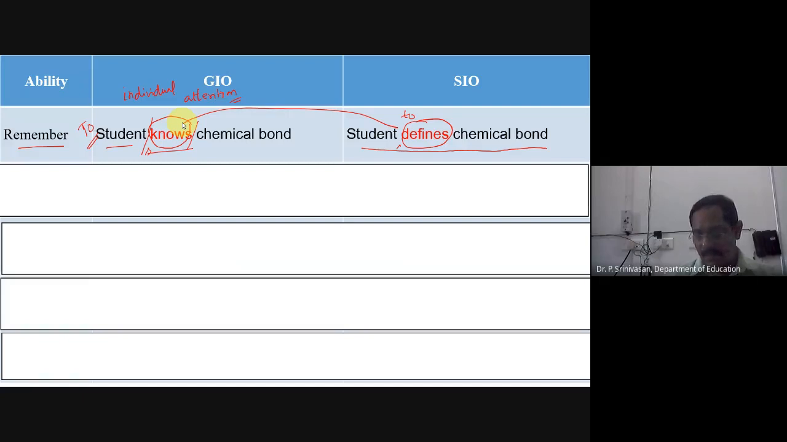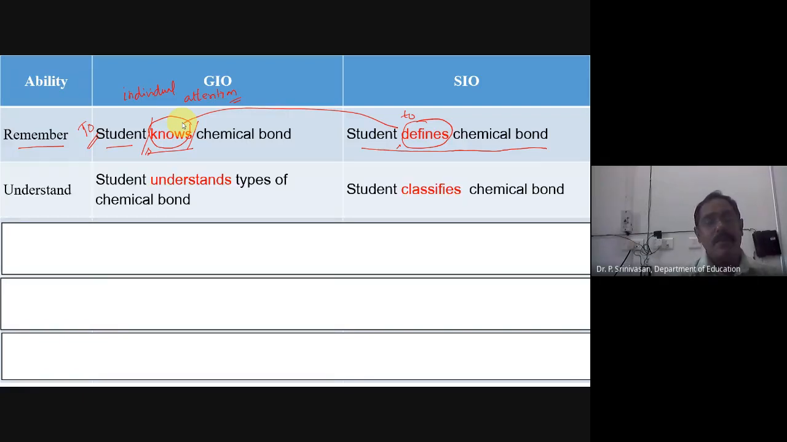Okay, I hope that you have understood. I'll move to the second one. So understand, see, the same word I have taken from Benjamin, and the same word I am using. Student understands. The example is chemical bond. Any example you can take from physics, chemistry, or mathematics.